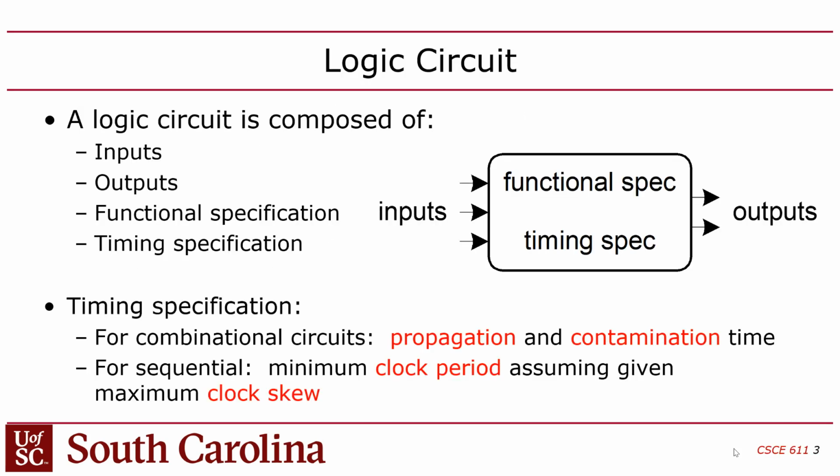Okay, so at the beginning of the semester, I talked about what a logic circuit is, and I said that it has inputs, outputs, and a functional specification, and also a timing specification. But I didn't talk about what that is, and I said that I would come back to that. A timing specification is, for combinational circuits, the propagation and contamination delays of the combinational logic circuit. And for sequential circuits, it's the minimum clock period assuming a given clock skew. Okay, so I'm going to define those here in just a minute.